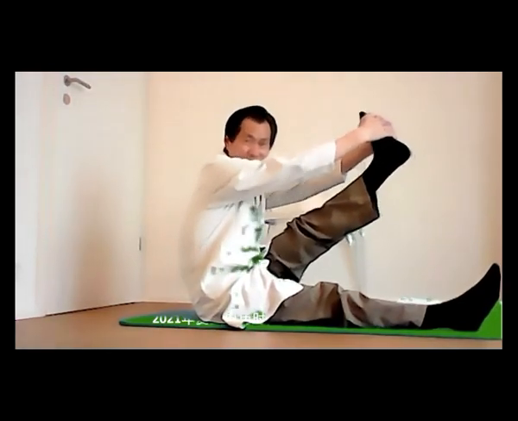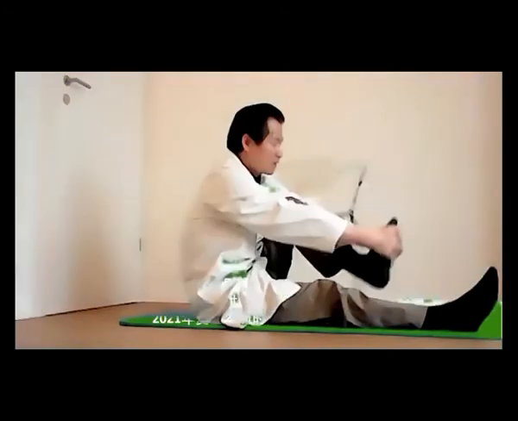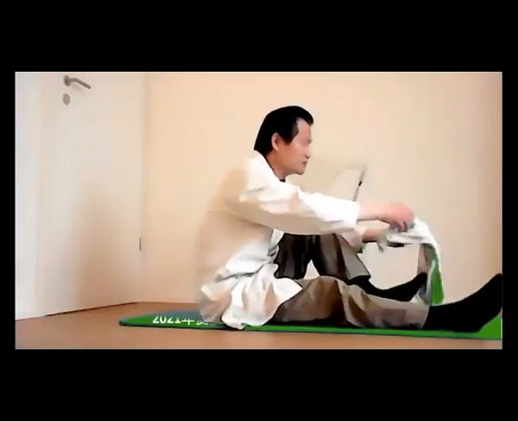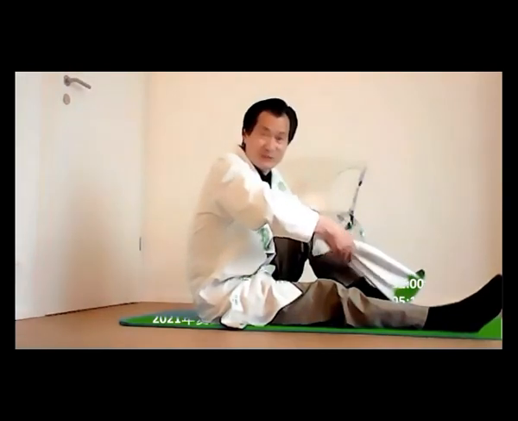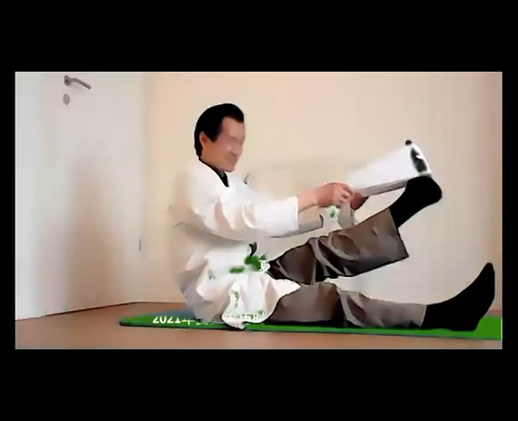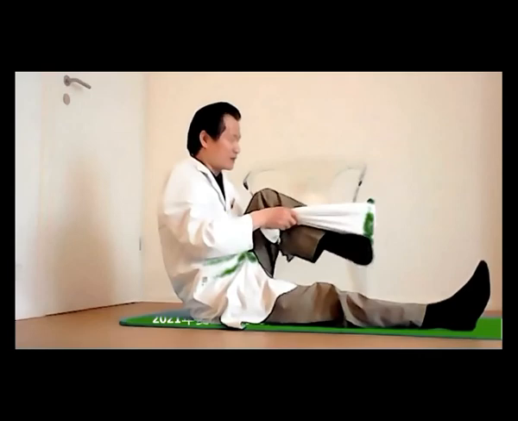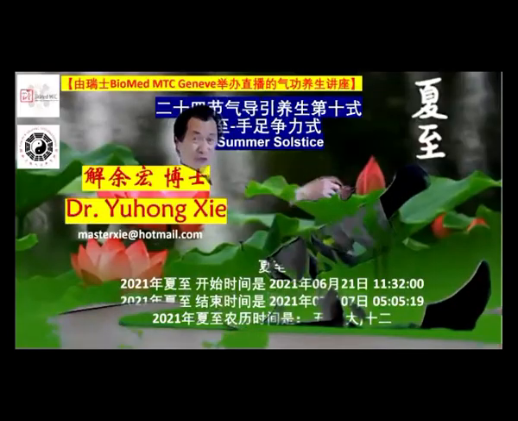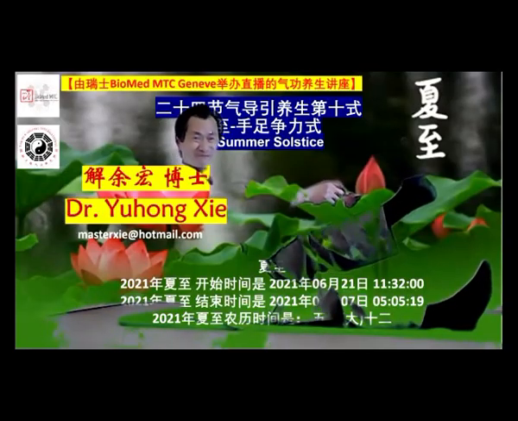Your palm goes this way and your leg goes out like that. Or you can use a towel. Keep like that with breath in and then breath out. This is easy. Breathe in and breathe out. Keep a few seconds, 1, 2, 3. Concentrate your mind at the Yongquan point.